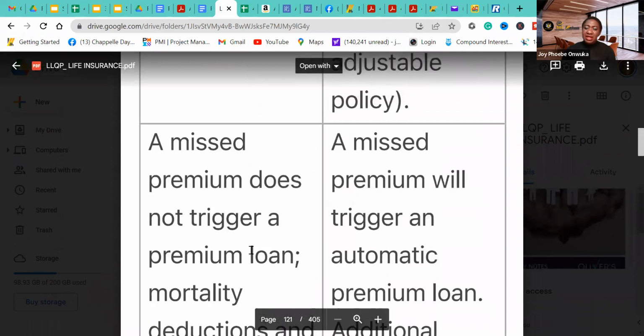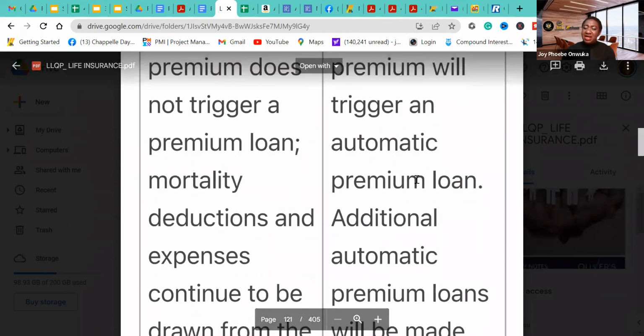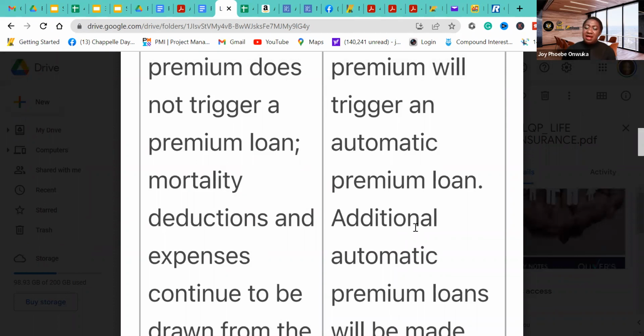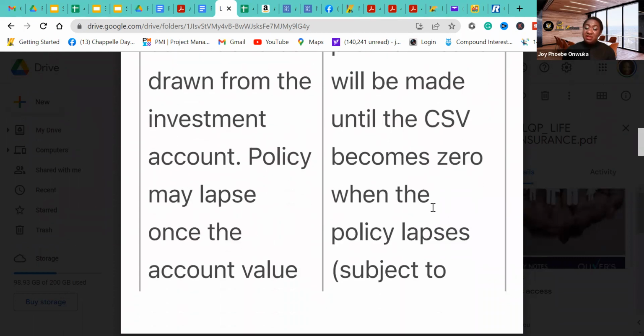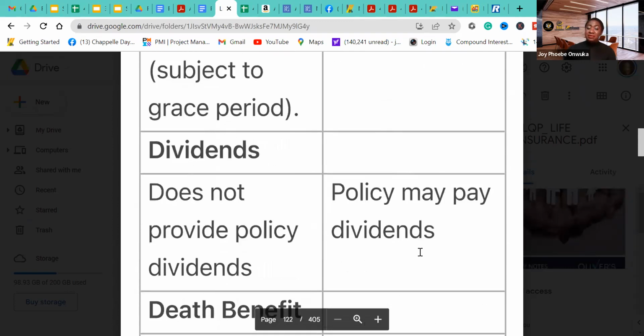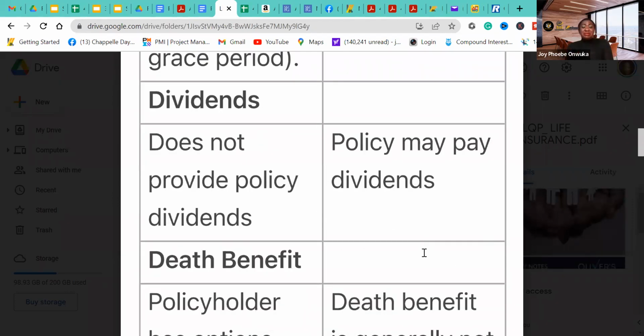Now, for whole life, a missed premium will trigger an automatic premium loan. Automatic premium loans will be made until the cash surrender value becomes zero, and then the policy lapses, subject to a grace period. All right, when it comes to dividends, universal life does not provide policy dividends. However, a whole life policy may pay dividends. The reason why we say may is because even though it's a participating policy, they can only pay if there is excess amount. You get it?